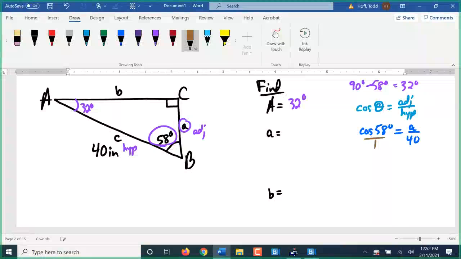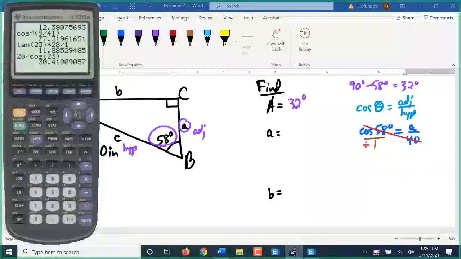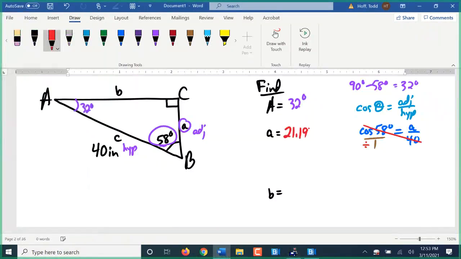And we solve that by putting the cosine over 1, and we will cross multiply and divide. Cosine of 58, we make sure we close our parentheses, times 40 divided by 1. We get 21.197 inches. This is 21.197 inches.